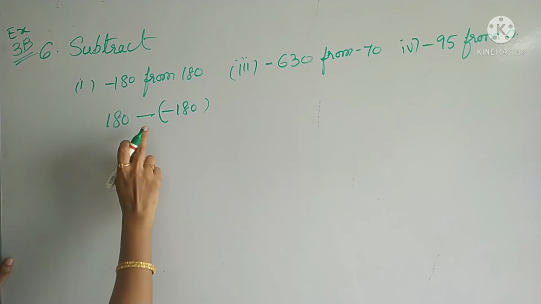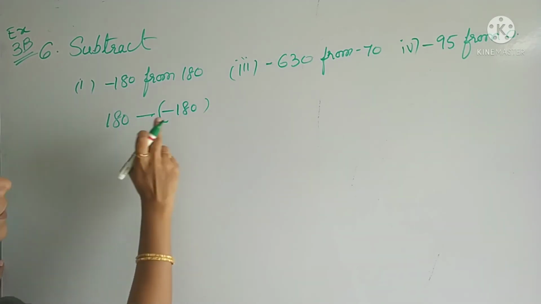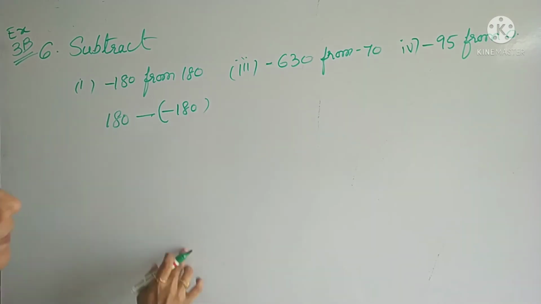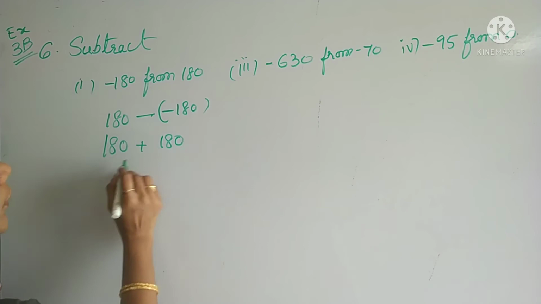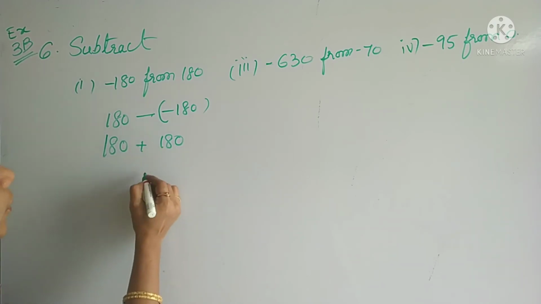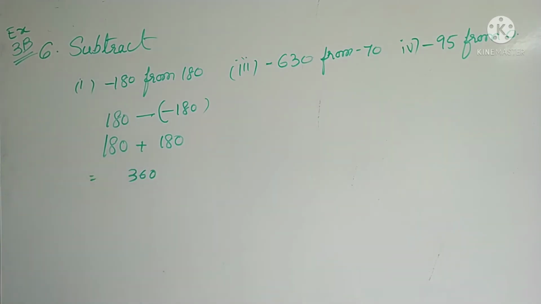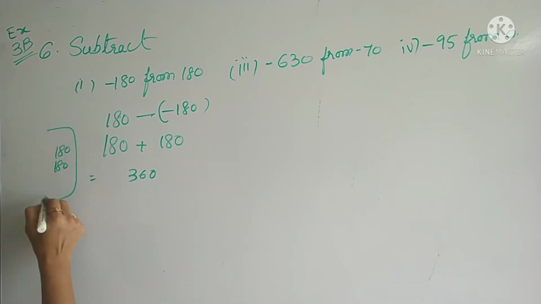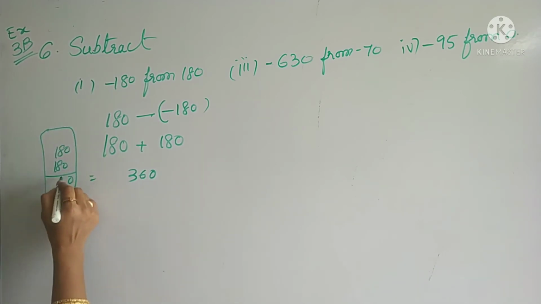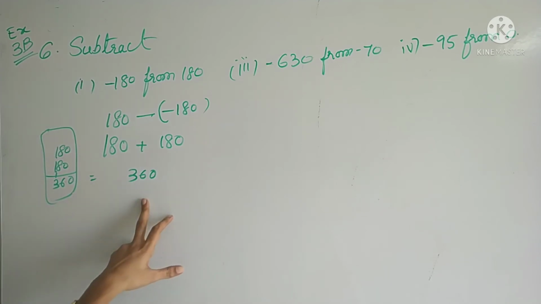Now look at this one. Minus bracket means multiplication only? Yes. Minus into minus will be plus. So now what happens? 180 plus 180. What is 180 plus 180? 0 plus 0 is 0. 8 plus 8 is 16, carry 1, and 1 plus 1 is 2, and the next one is 3. So 360 you got here. Understood?